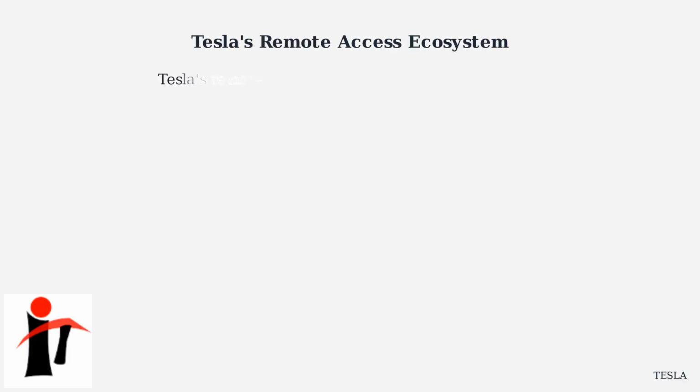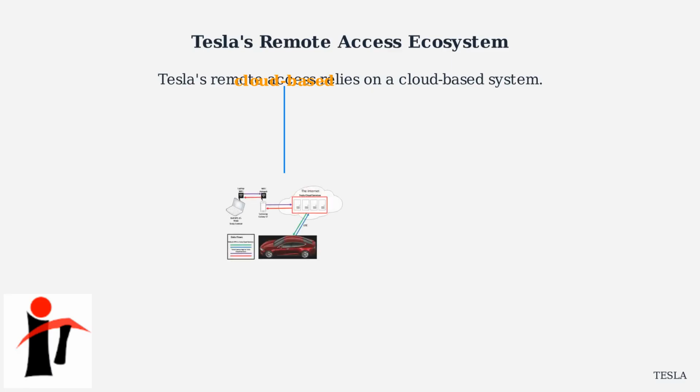Tesla's remote access system operates through a sophisticated cloud-based infrastructure. This means all communication between your mobile app and your vehicle flows through Tesla's secure cloud servers. This diagram illustrates the data flow. Your laptop or smartphone connects via Wi-Fi to Tesla's cloud services, which then communicate with your Tesla vehicle. The cloud acts as the central hub for all remote operations.